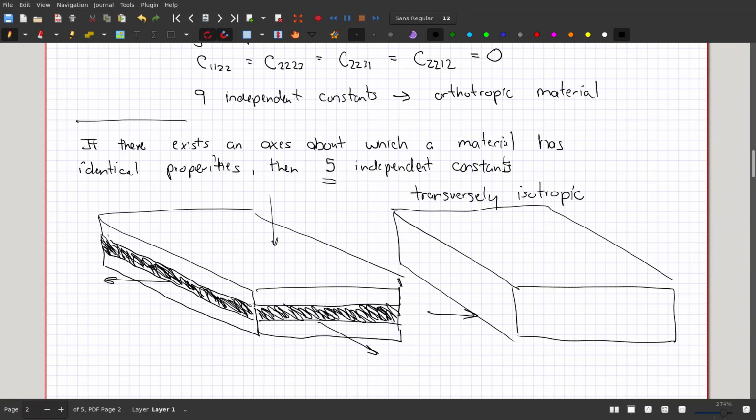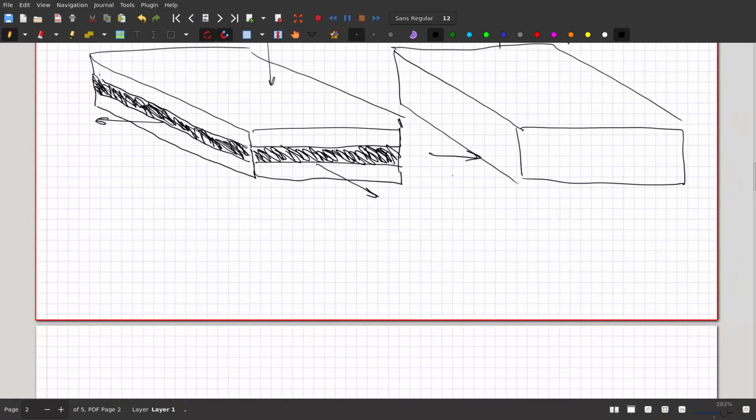So a lot of engineering materials, if they have any anisotropy, then a lot of times they look like this, transversely isotropic materials. Okay. Now let's go to the most common, or the most used.